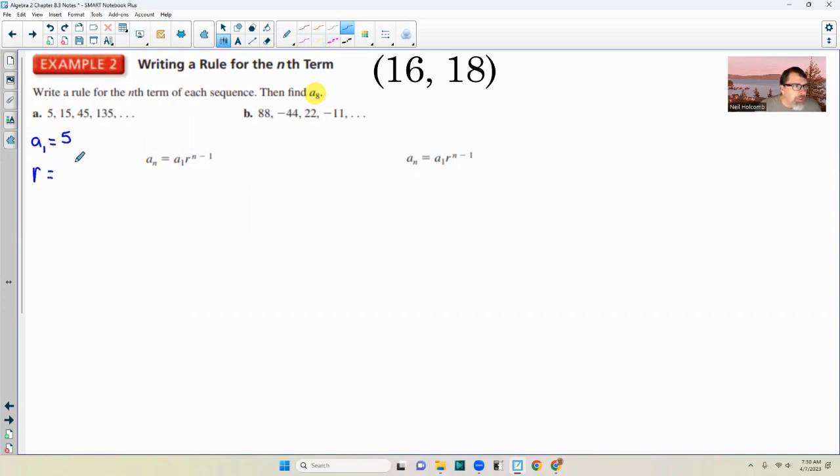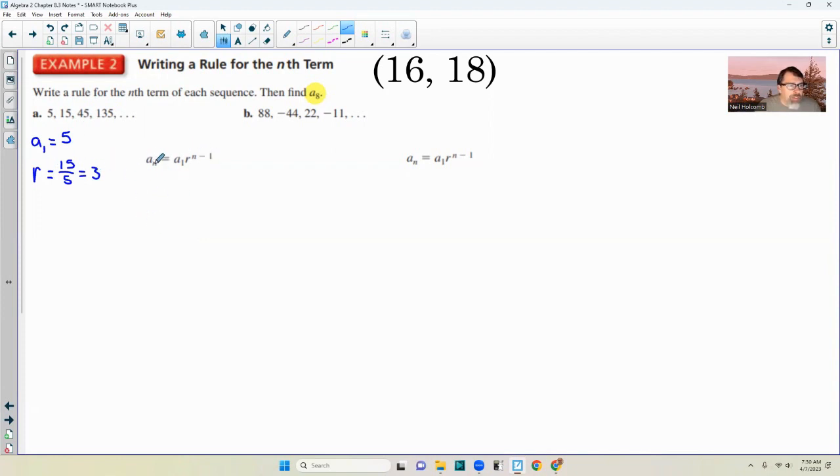R, my common ratio, is a sub 2 divided by a sub 1, and that's going to be 3. Okay, 45 divided by 15 is 3. 135 divided by 45 is 3. And my common ratio is 3.